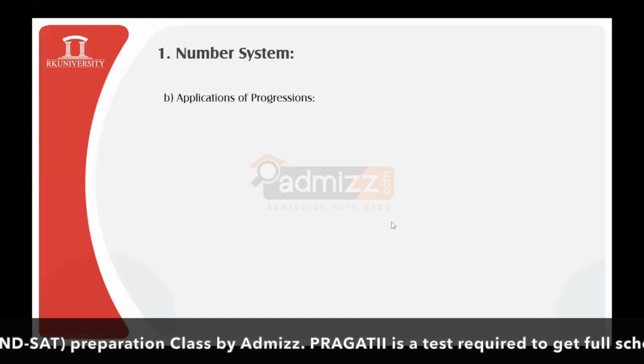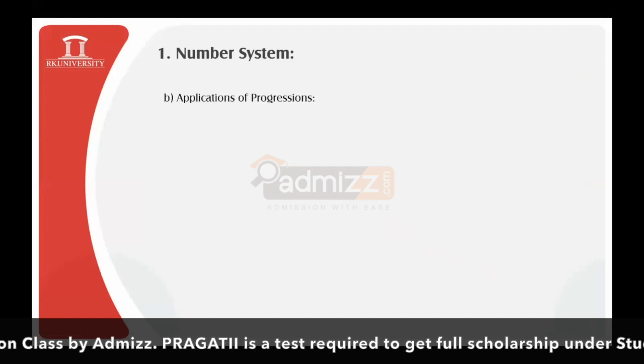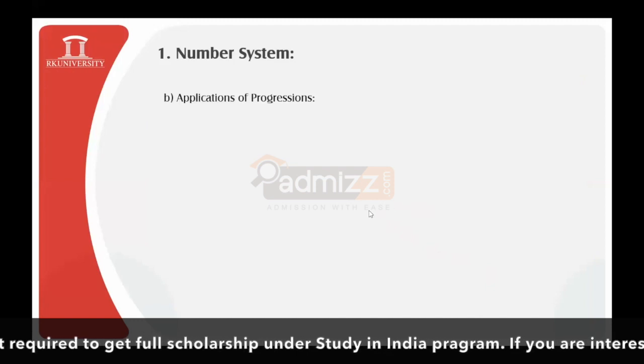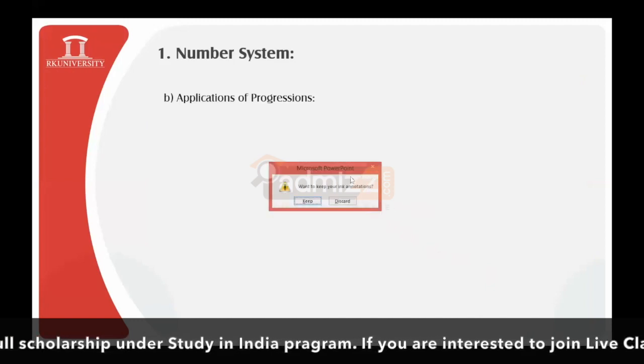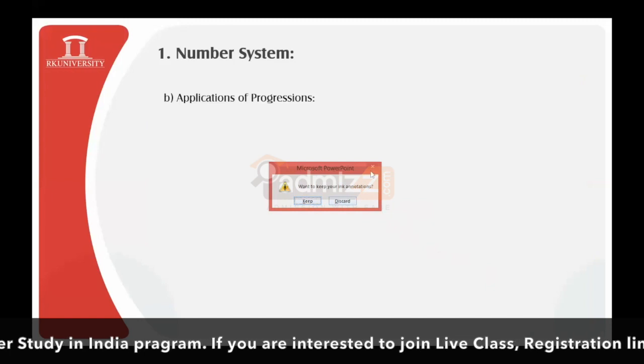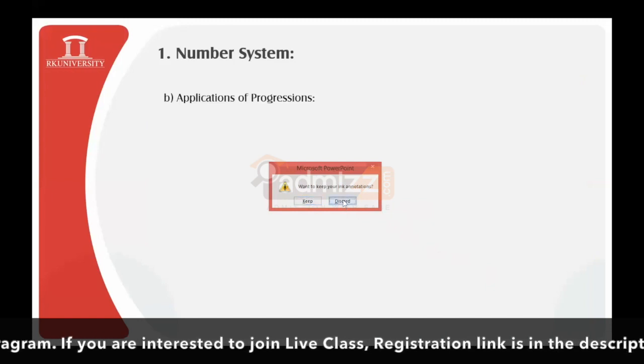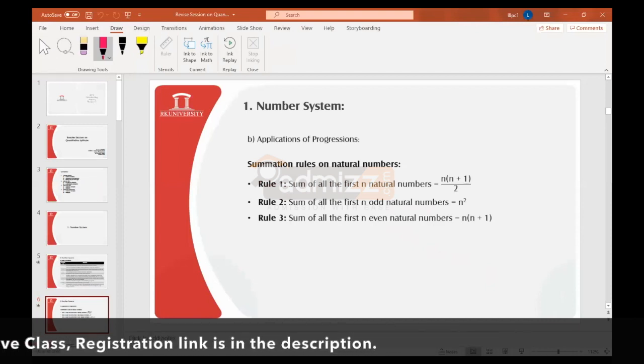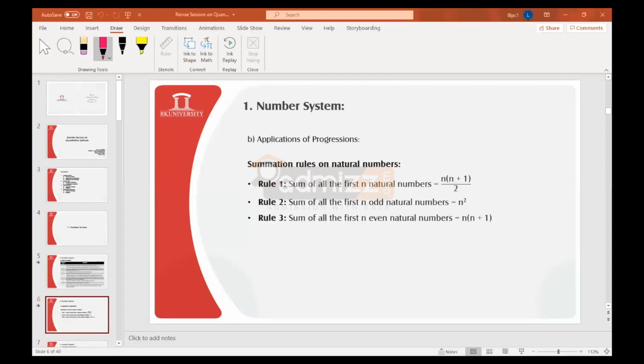Now, application on progression. So what do we mean by progression? You know very well from the previous standard, you have seen arithmetic progression and geometric progression. Arithmetic progression is denoted by AP and geometric progression is denoted by GP.